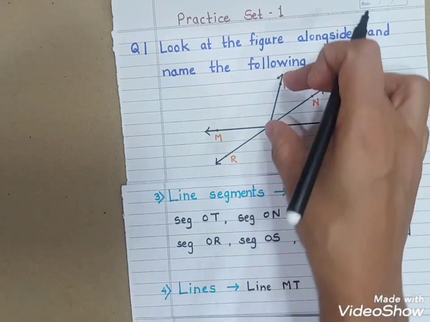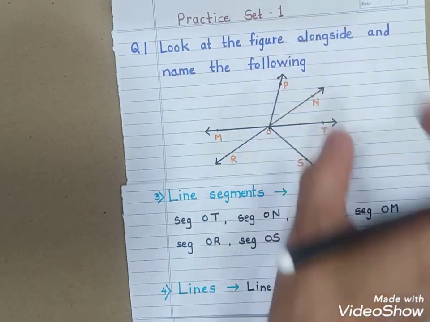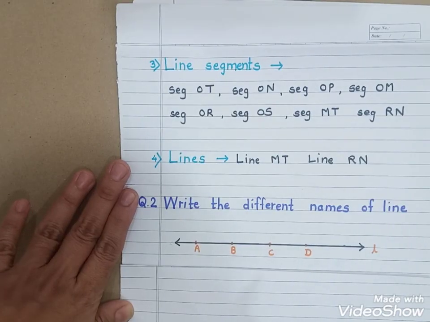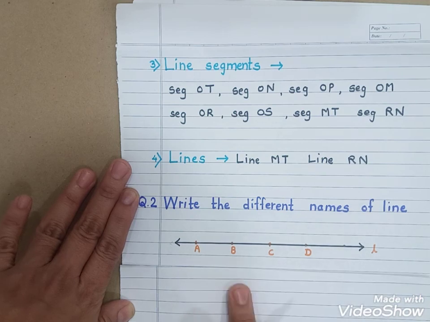So it is not a line, it is a ray, and this is a line. Now the second question is, write the different names of line.